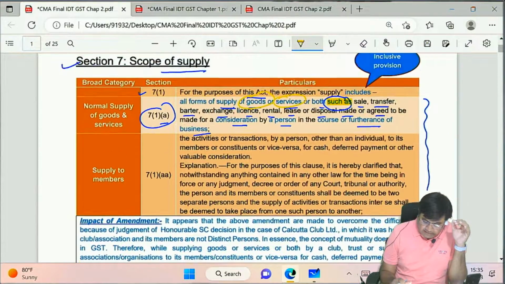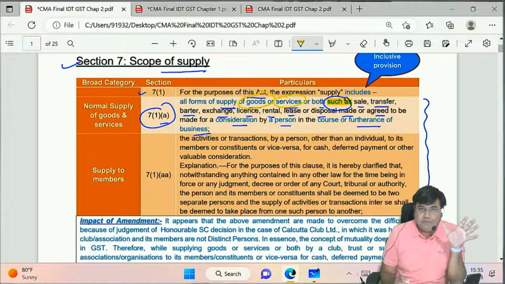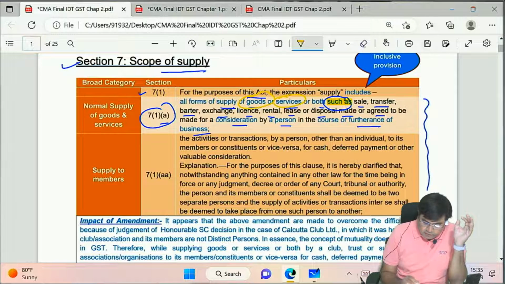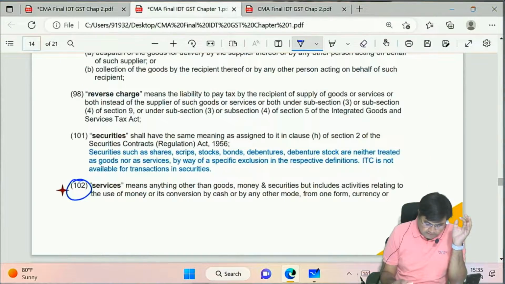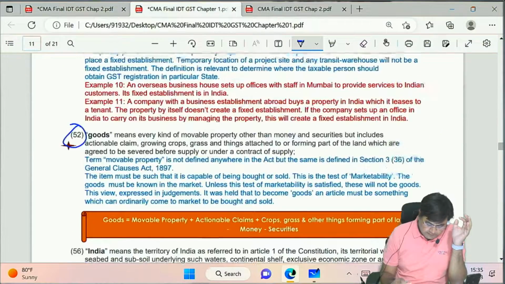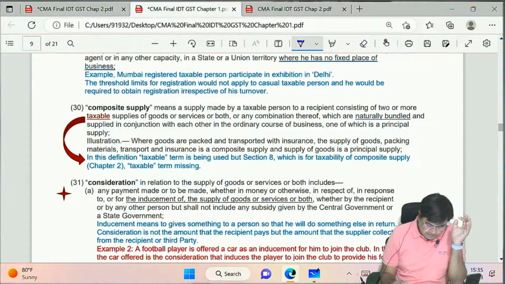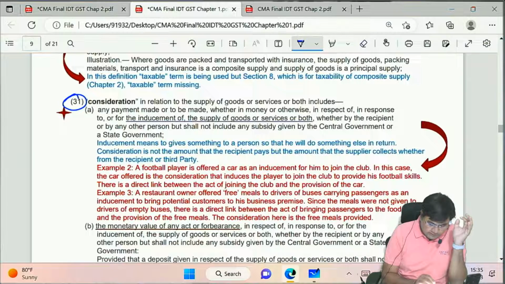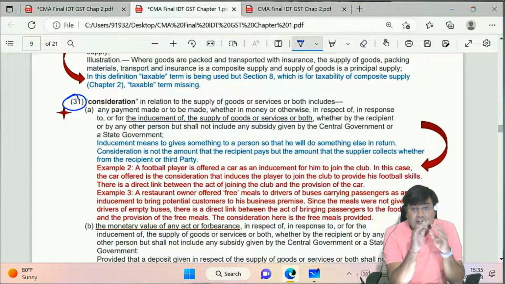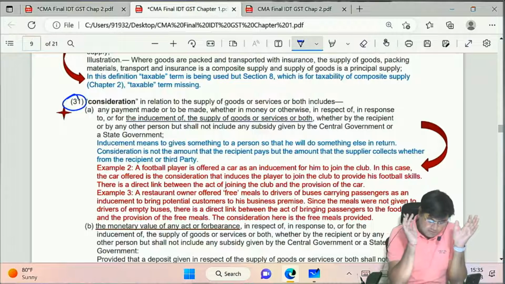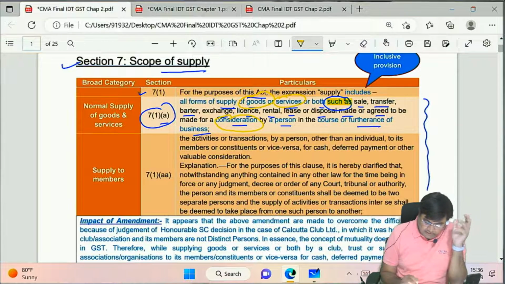So after that, in section 7 subsection 1 clause A, there are 8 terms used which we have not discussed till now. So we are going to discuss them. So goods or services or both, such as sale, transfer, barter, exchange, license, rental, lease or disposal, made or agreed to be made for a consideration. So we have already discussed the consideration definition, correct, in the last chapter. So I am not going to discuss it again because all these definitions we have discussed in detail. In fact, you were not having any question or doubt. Okay, so the consideration definition also we discussed.